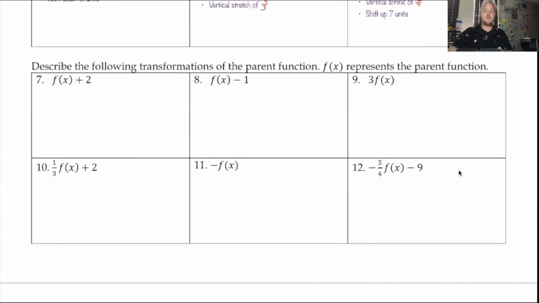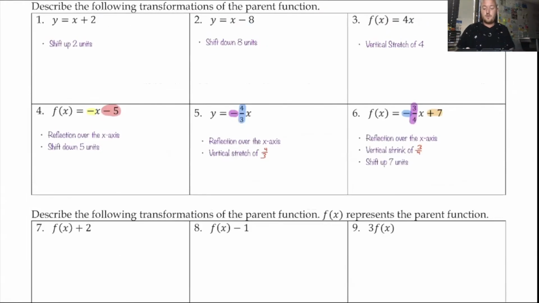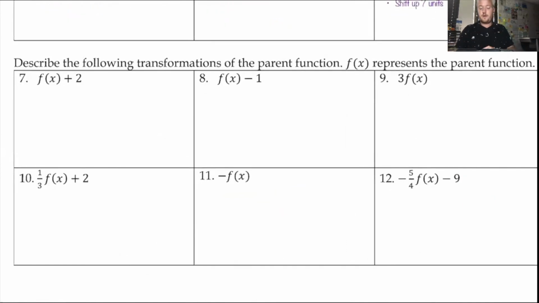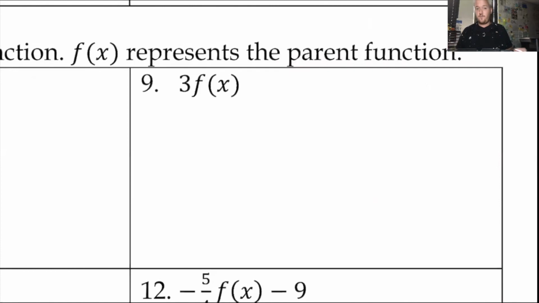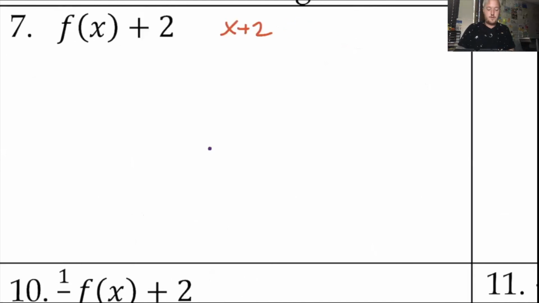All right, so just to kind of change up the notation a little bit, which you could potentially see on the STAR exam. So we don't typically use this notation, but it has been seen on the STAR exam, so we're going to cover it just in case. So it's really similar to this up here. So we want to describe the following transformations of the parent function. However, f of x represents the parent function. So if I have f of x plus 2, this is the same thing as writing x plus 2. So in this case, because of the plus 2, this is a shift up 2 units. So just imagine the f of x as just an x value.